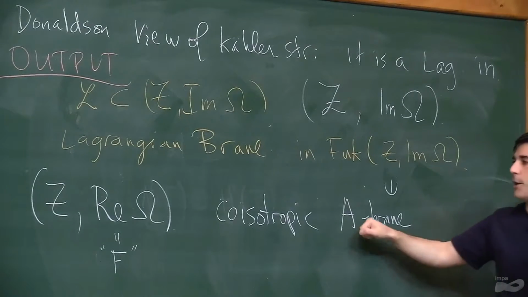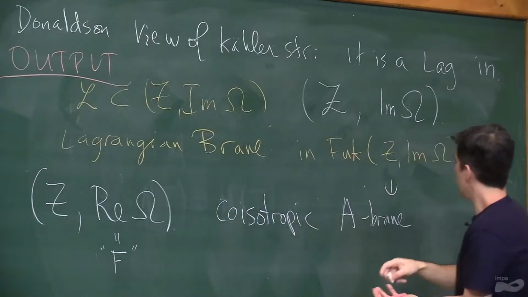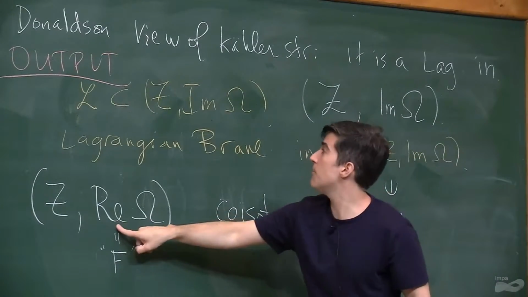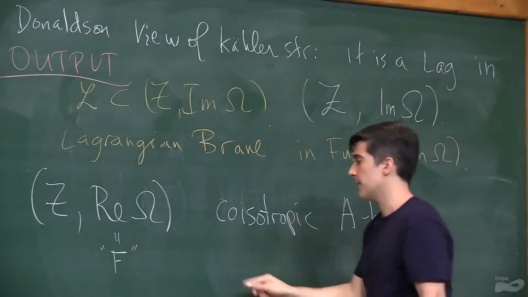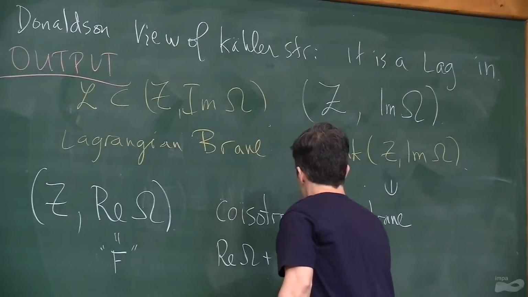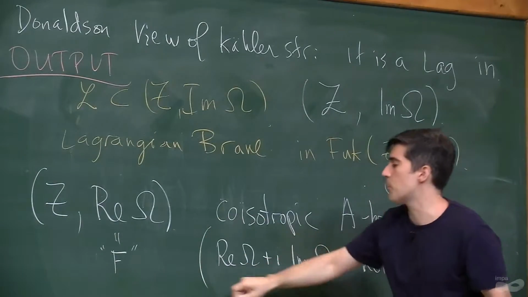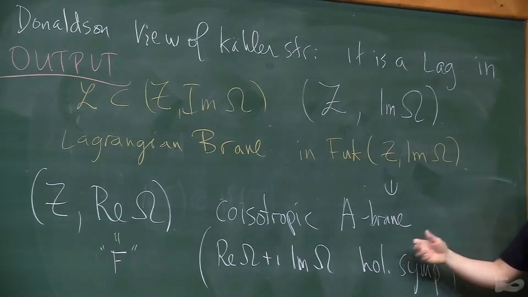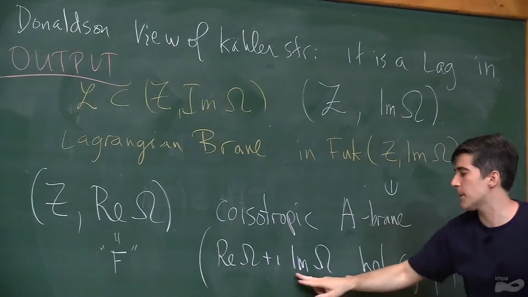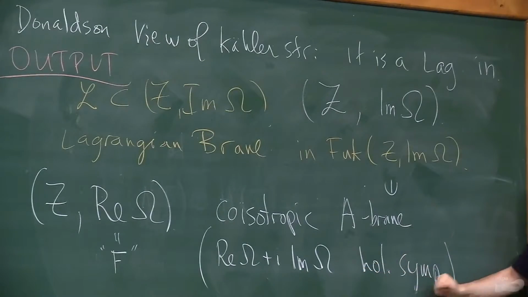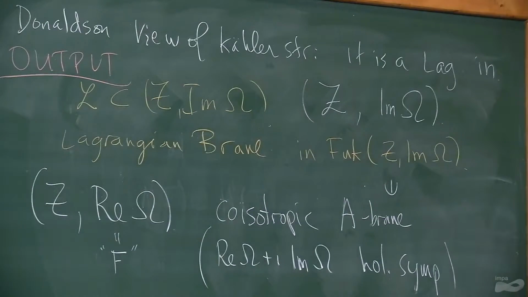And you're not allowed to put just any coisotropic. They have to have a two form, and that two form has to be such that when you add this two form to i times the symplectic form, it should be holomorphic symplectic, which of course is no surprise to us because that's how we built it. But the idea of a coisotropic A-brane is that this two form must combine with the symplectic form to give a holomorphic symplectic form. And so we get another object in this Fukaya category.